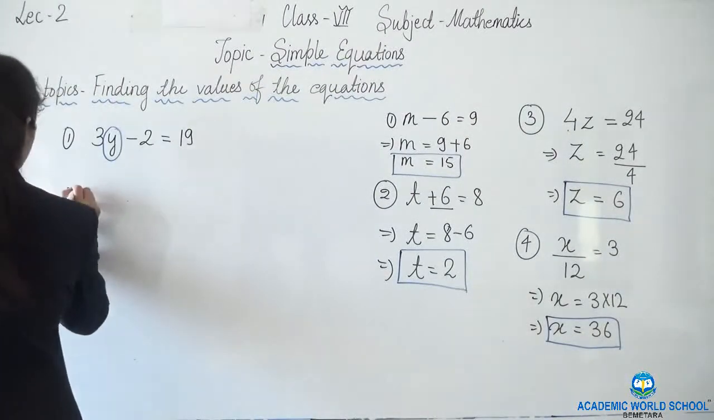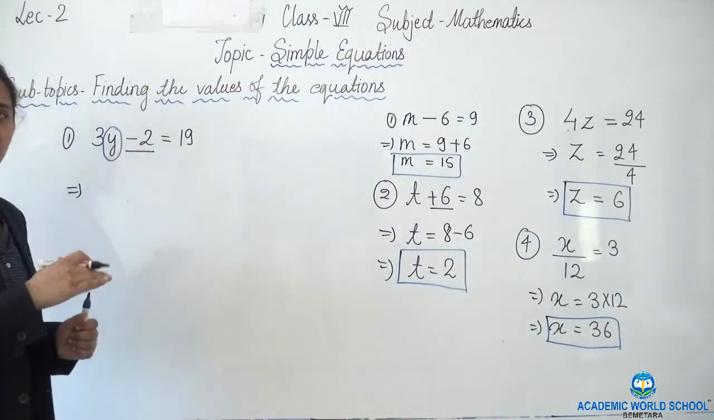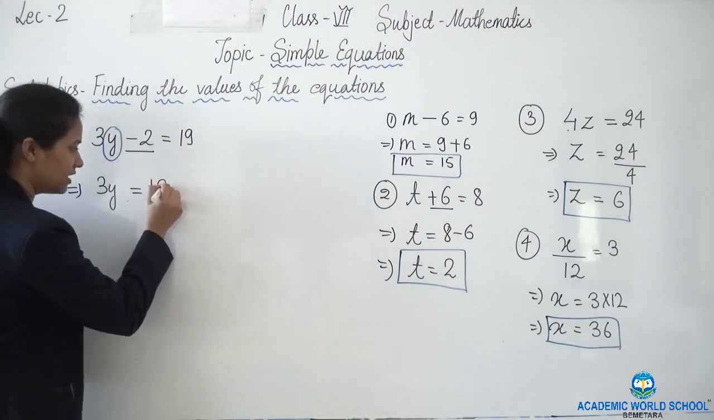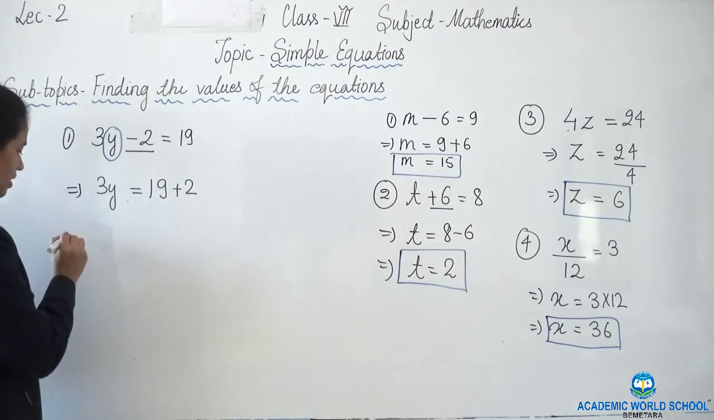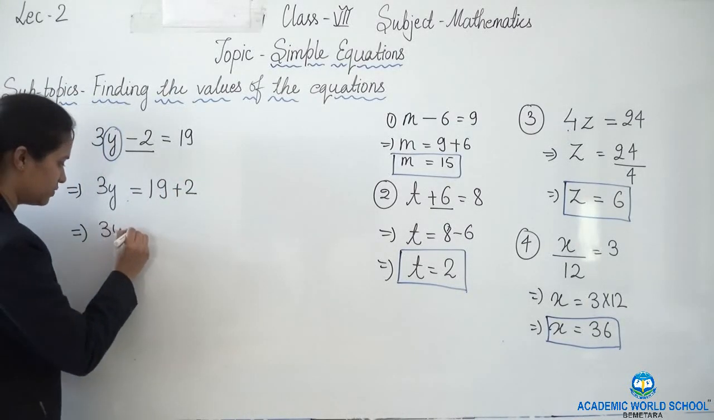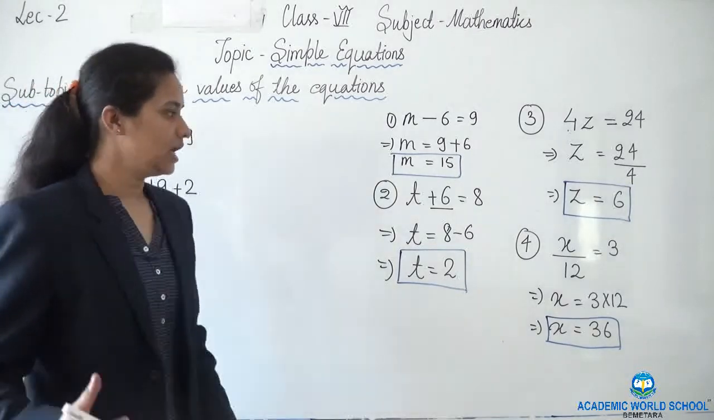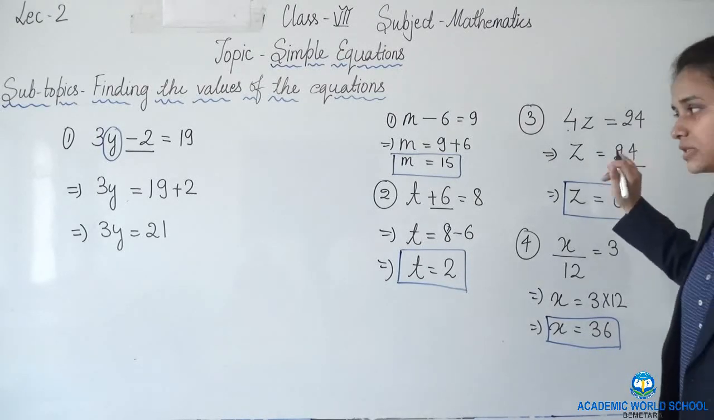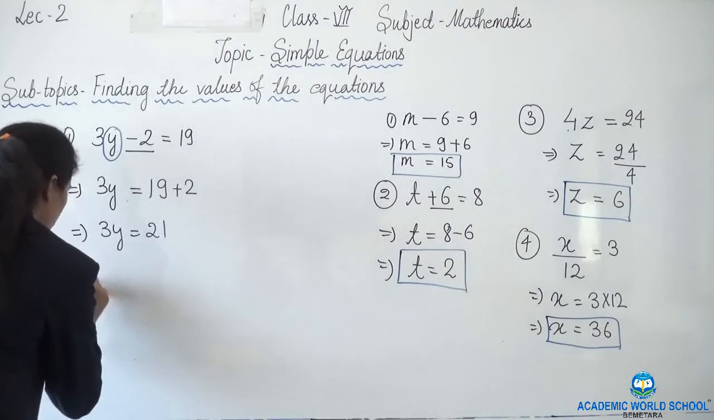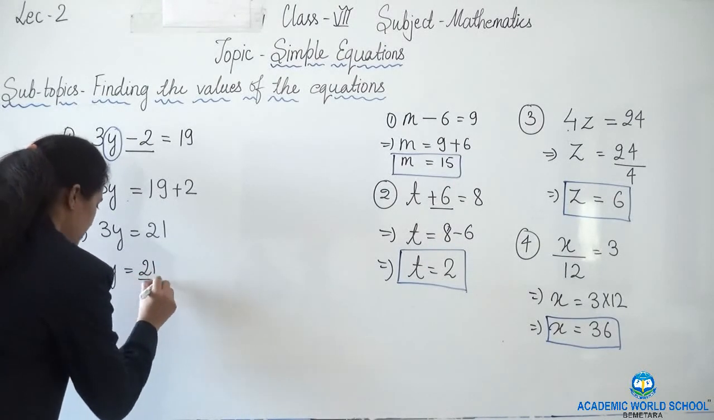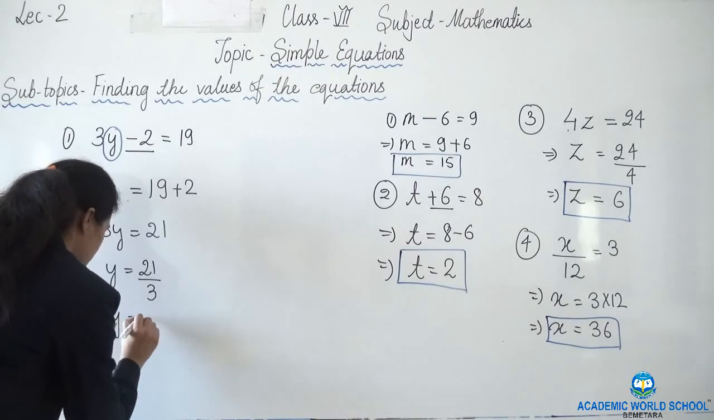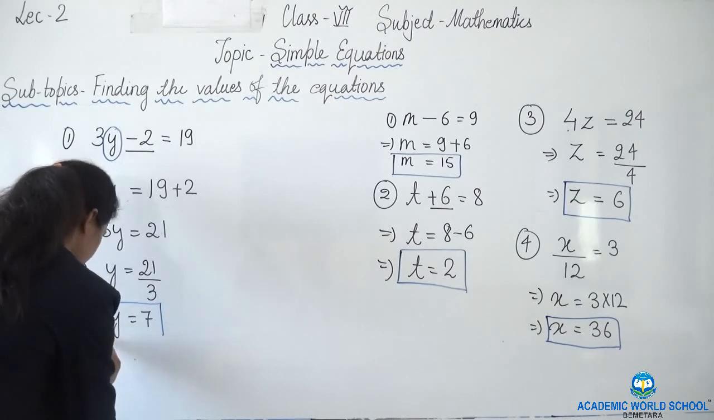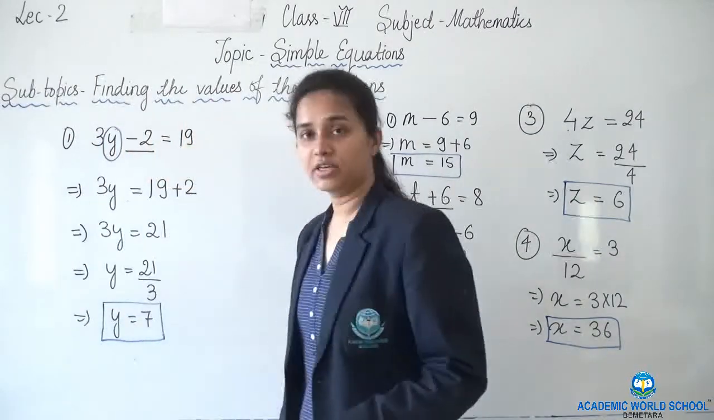So first, I will remove minus 2 to the other side. As I remove minus 2, it will become plus 2. So 3y equals 21. Now this question has been reduced to this form, and we can solve it. So now y equals 21 by 3, so y equals 7. So we got the answer y equals 7.